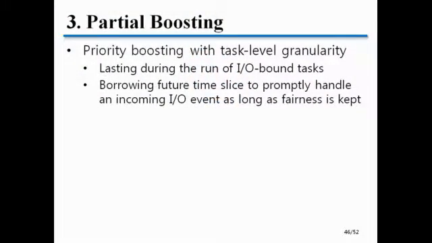In the final stage, we want to selectively prioritize the I/O bound task out of CPU bound ones in order to improve the responsiveness while preserving CPU fairness. In order to do this, I proposed partial boosting, which allows the vCPU to be partially prioritized only while the I/O-bound tasks are running. And also, it allows the vCPU to borrow future time slice as long as the fairness is preserved.